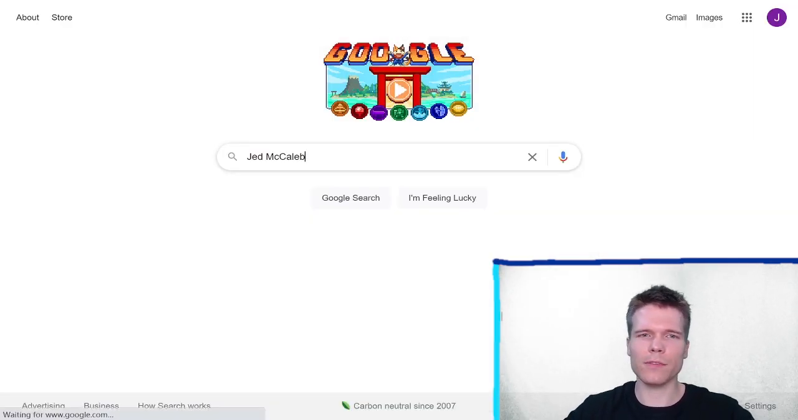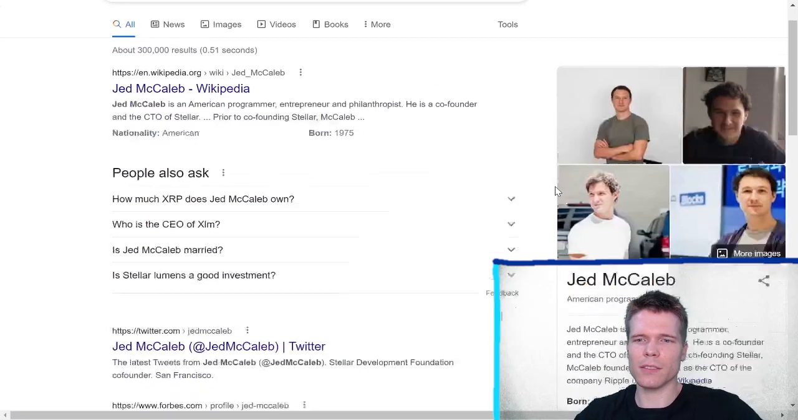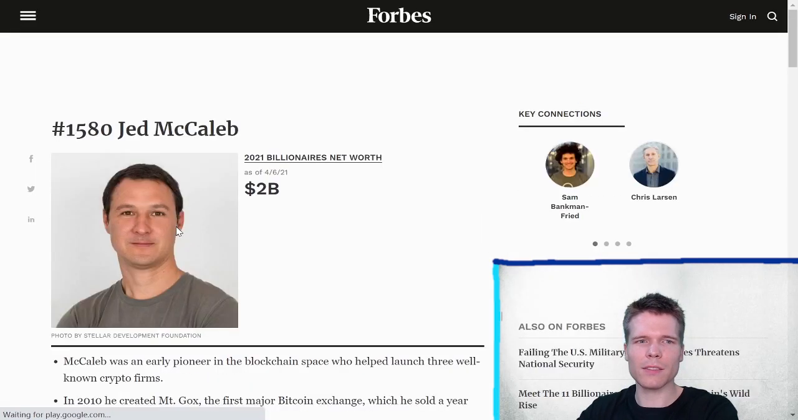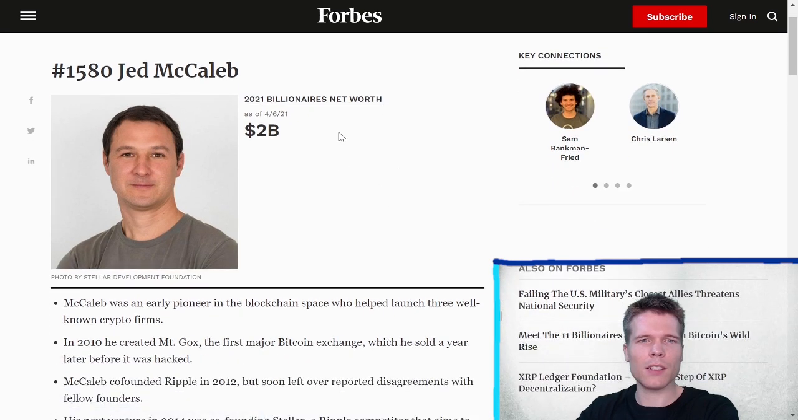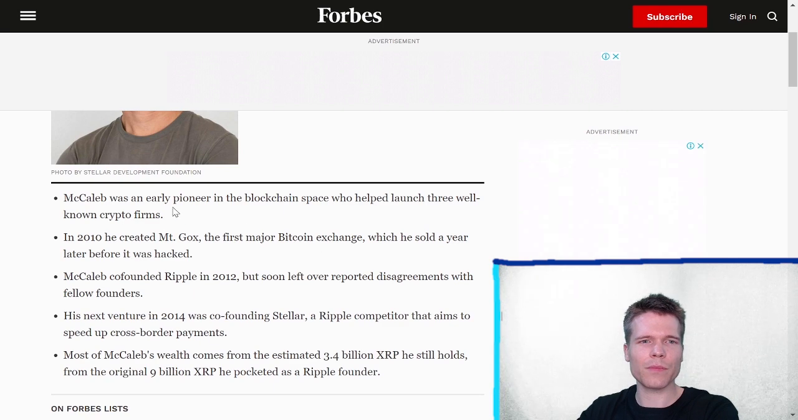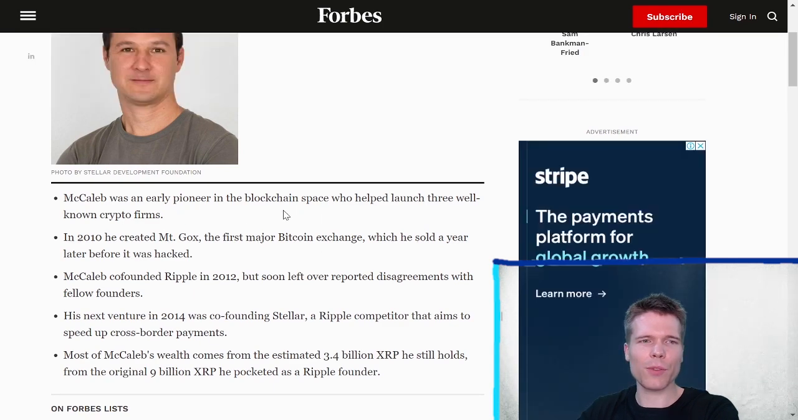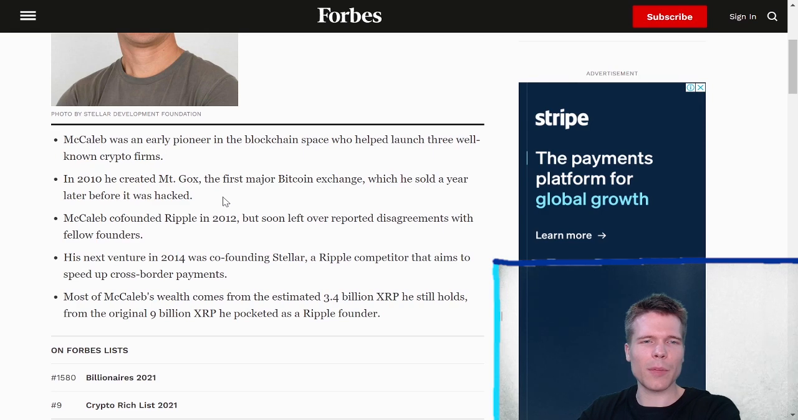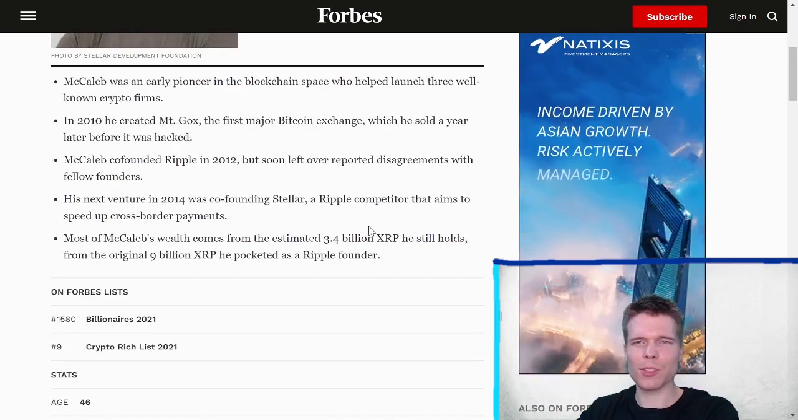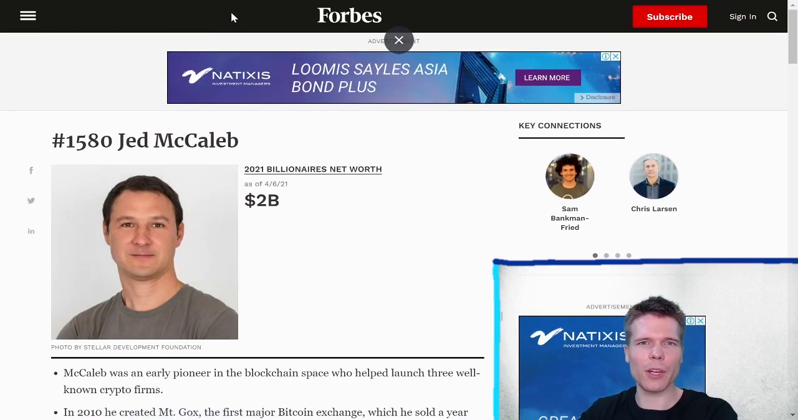All right, Jeb, let's see what you've done. Here we have Forbes.com has a profile on this guy. Wow, $2 billion net worth, nice. Early pioneer in blockchain space, 3 well-known crypto firms, Mt. Gox, co-founded Ripple, co-founding Stellar, and wealth comes from the XRP that he holds. There we go. So just a very basic background on one of the founders.